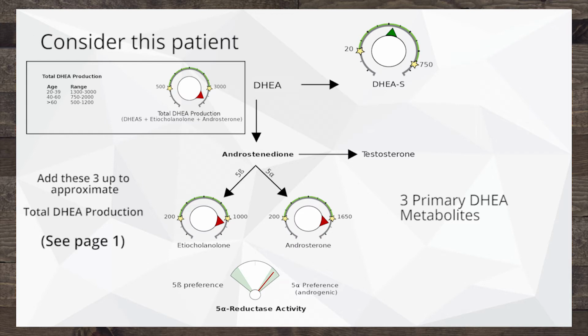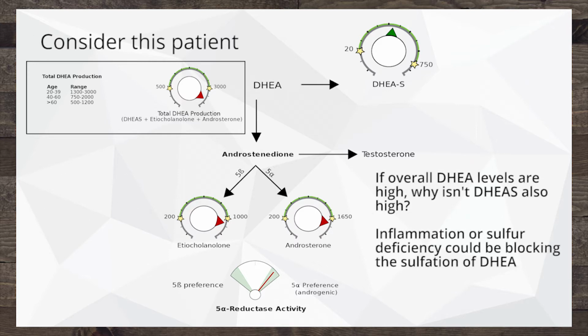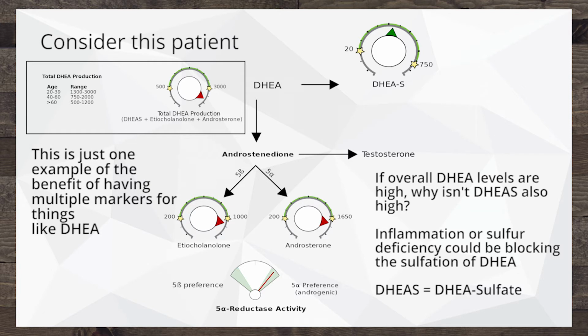So you'll find situations where those 3 may not entirely agree with one another. For example, if you have a situation where there's inflammation. If there's inflammation, it actually blocks sulfation. So you may have relatively low levels of DHEAS and higher levels of the other 2 metabolites. Again, the overall picture here is to measure all 3 and add them up, and that gives you a good idea of your overall production of DHEA.